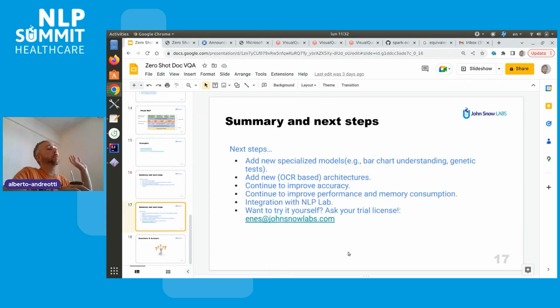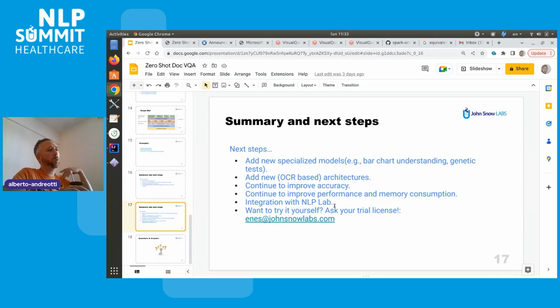Okay. So regarding next steps, at JSL, what we are currently working on is new specialized models, meaning models trained for specific use cases, like chart understanding, some genetic testing, we have many things in mind. As you may have noticed, if you were paying attention, the model that I explained didn't have any specific OCR piece in the pipeline. That means that it's not OCR based, it's OCR free. So we may consider adding some models that actually use OCR. Of course, we continue to improve the accuracy of the models. We are taking metrics all the time. Every change we make to the model, we take metrics.